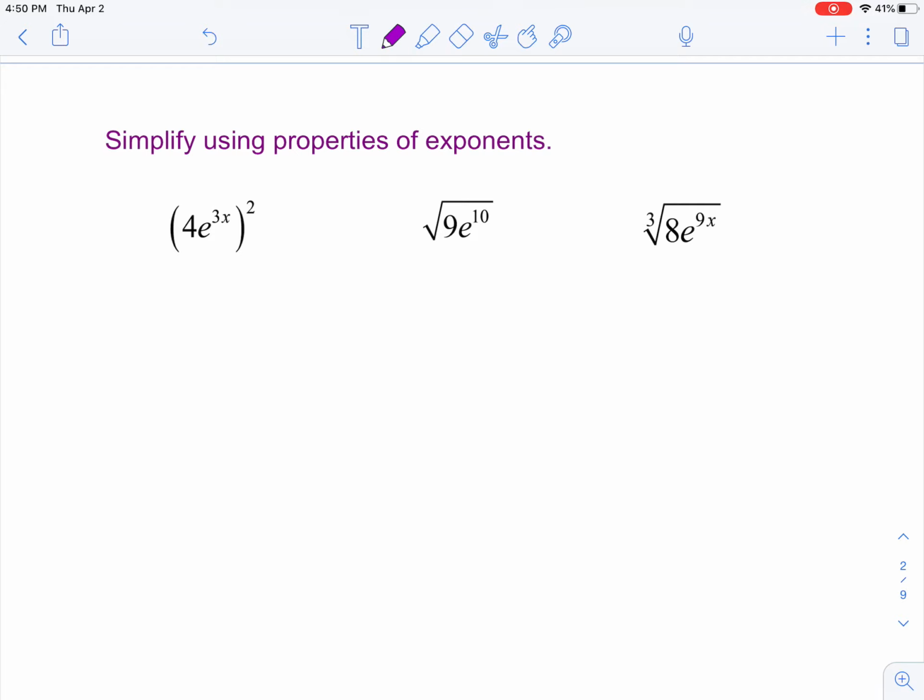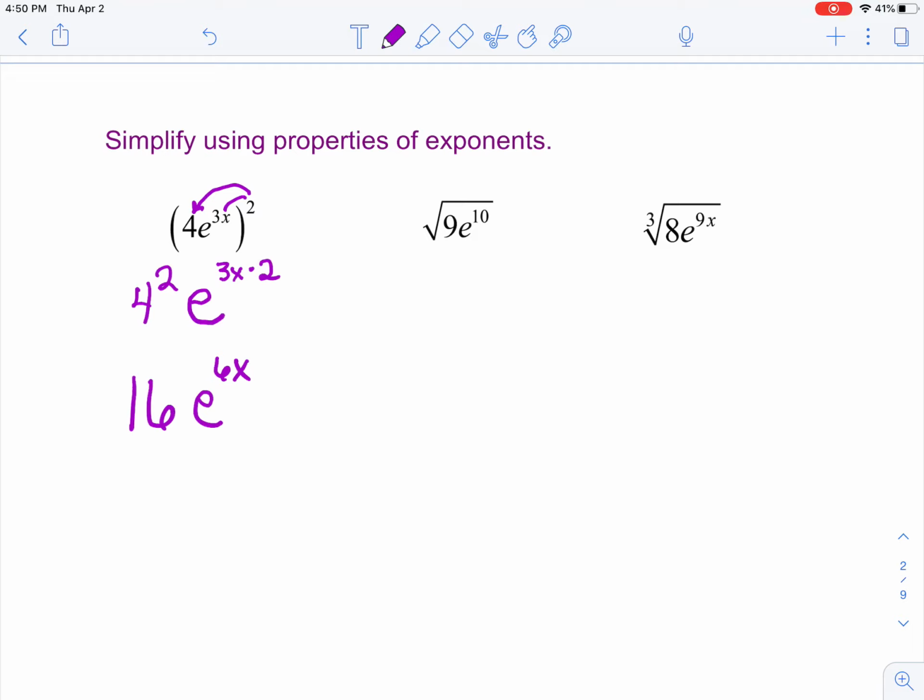So, first of all, we have 4e to the 3x, quantity squared. Who gets the power of 2? Well, both of them do. So the 2 is going to go to the 4. So that's going to give us 4 squared. And then it goes to the e to the 3x. And what happens when you have an exponent to an exponent? Well, you multiply them. So it's going to be 3x times 2. So your handy-dandy answer is going to be 16e to the 6x power, and we are finished.